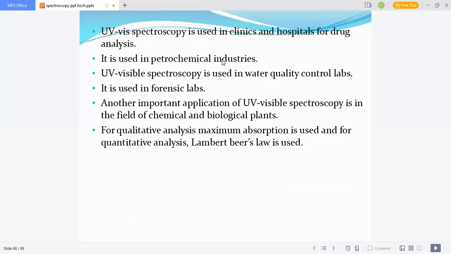Move to next slide. UV visible spectroscopy is used in clinics and hospitals for drug analysis, in petrochemical industries, in water quality control labs, in forensic labs, and in other important applications. UV visible spectroscopy is used in the field of chemical and biological plants. Quality analysis, maximum absorption is used.